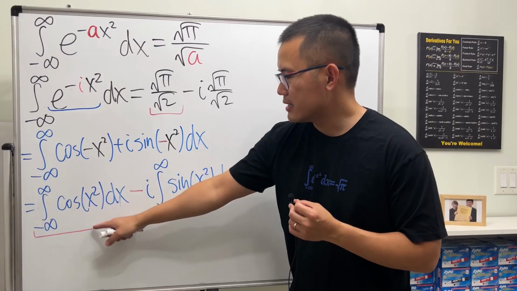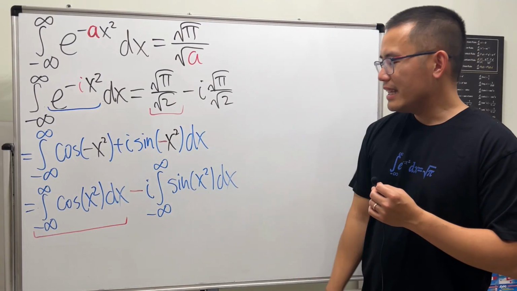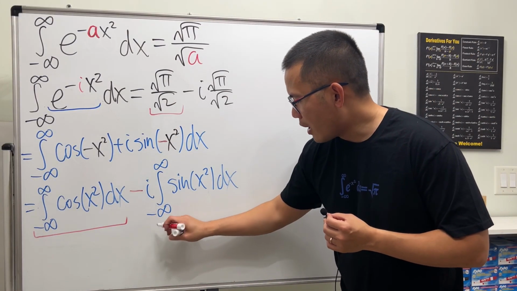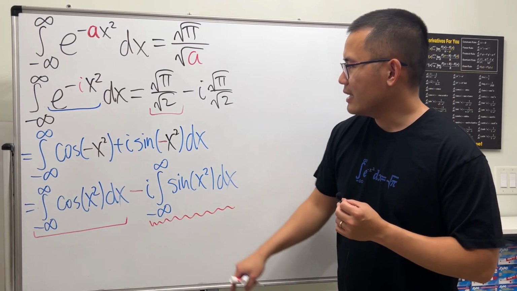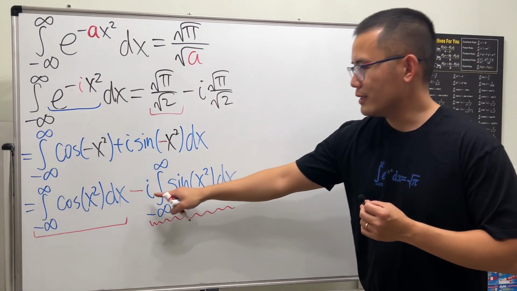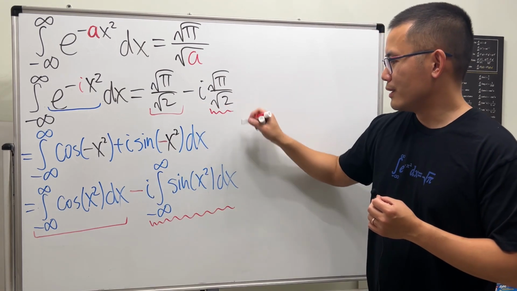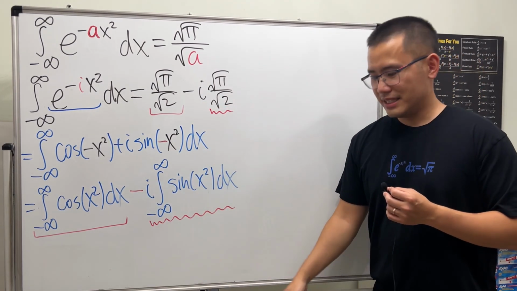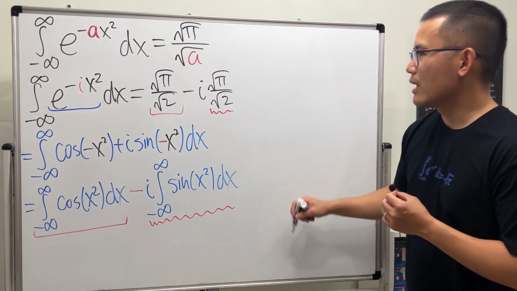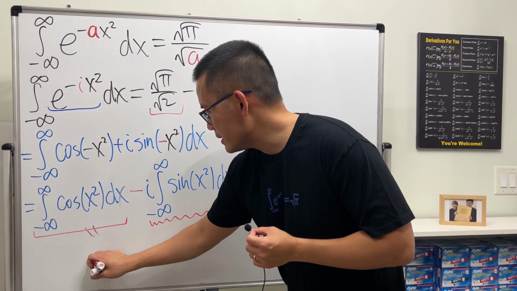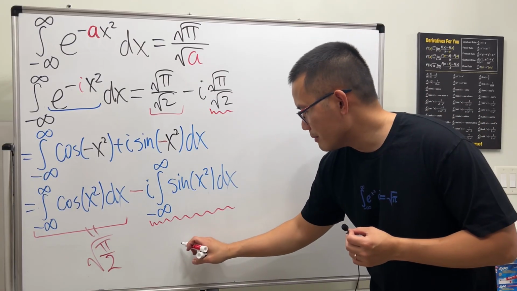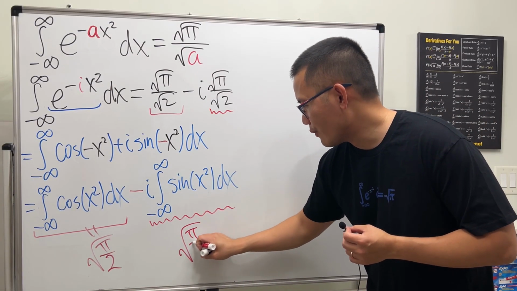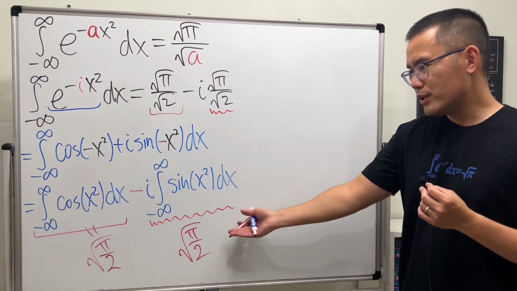So that means this must be equal to that. And then for the imaginary part, which is this part, along with the negative, that's also a minus, so they match perfectly. So this has to match with that. Therefore, we can conclude that this right here must be square root of pi over 2. Likewise, this right here must be square root of pi over 2 as well. And that's pretty much it.